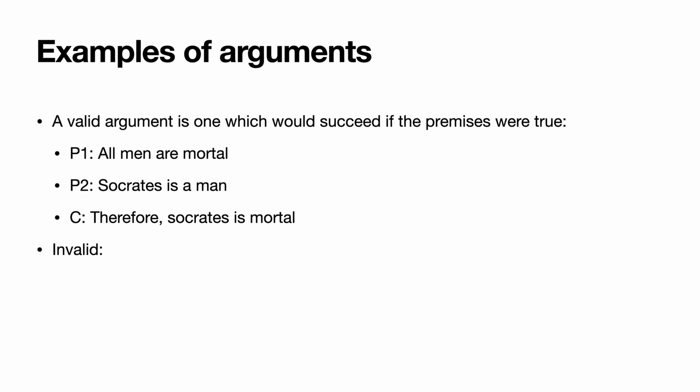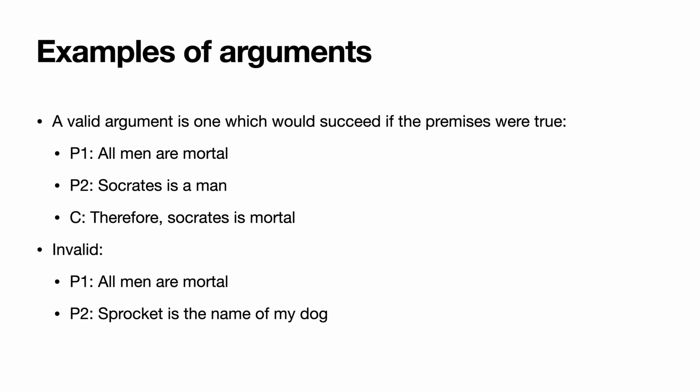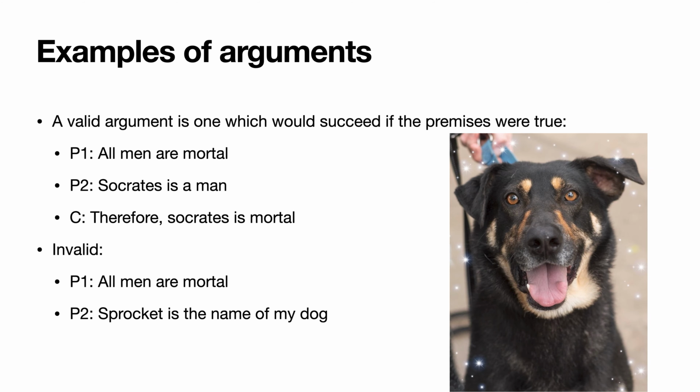Now here's an example of an invalid argument. Premise 1, all men are mortal. Premise 2, Sprocket is the name of my dog, and the conclusion being that Sprocket is therefore mortal. Now this doesn't follow because these premises aren't linked in any logical way. There's no logical relationship. This is like trying to conclude that a certain domino will fall, but it's not really in the path of the falling dominoes.